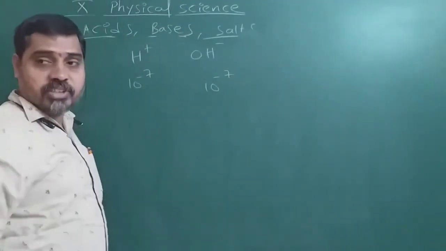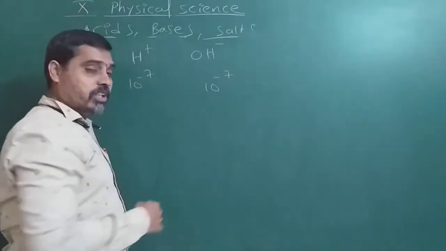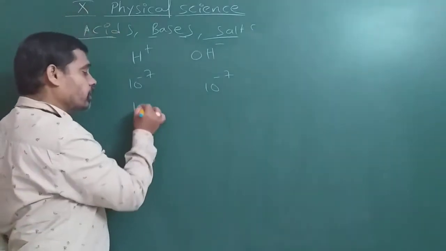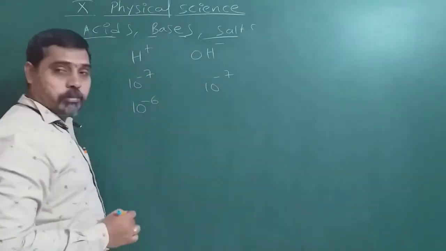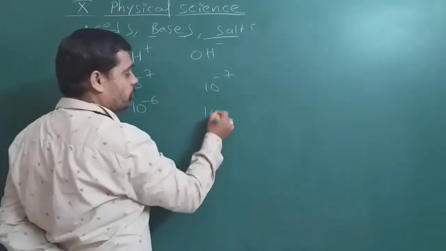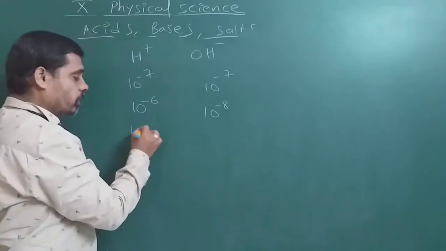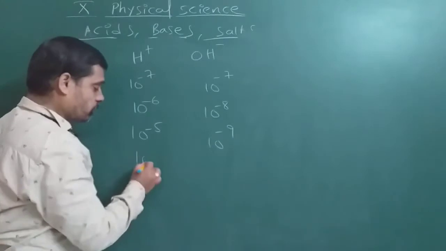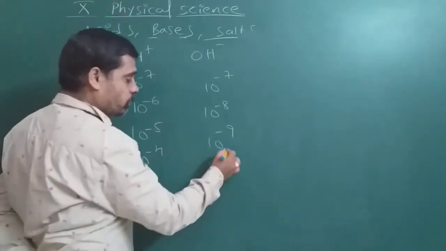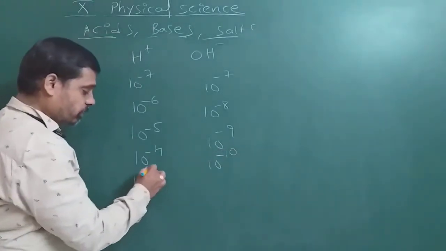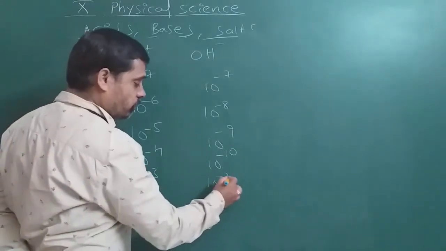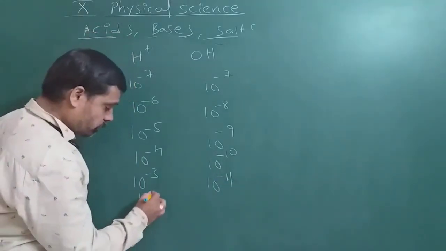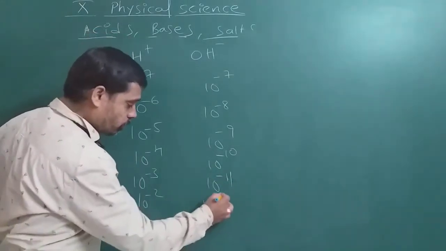But when it becomes acidic, the H plus ion concentration increases. So if H plus is 10 power minus 6, then OH minus will become 10 power minus 8. If it is 10 power minus 5, it will become 10 power minus 9. If it is 10 power minus 4, it will become 10 power minus 10. If H plus is 10 power minus 3, OH minus will be 10 power minus 11. If it is 10 power minus 2, it will be 10 power minus 12.